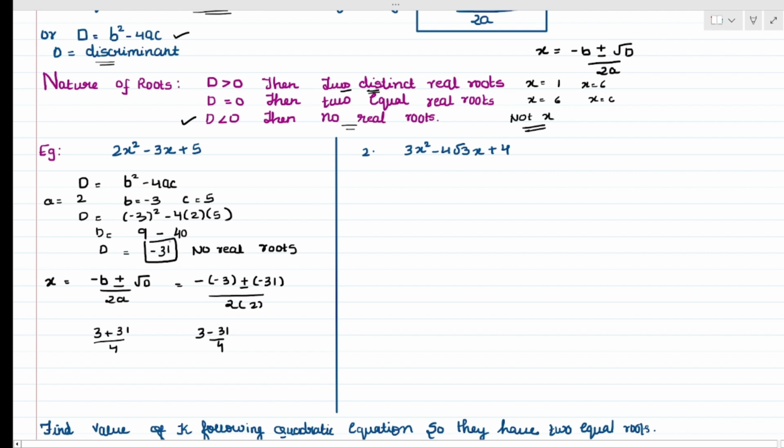Okay, but whenever you see that d is getting negative, you have to stop there and write only no real roots. Okay, I hope you understand.